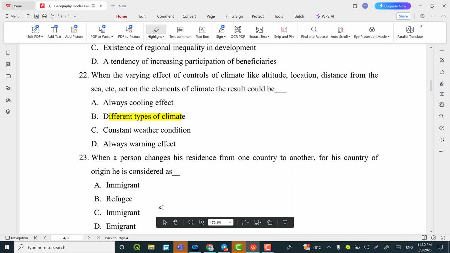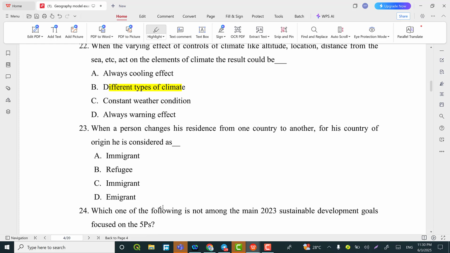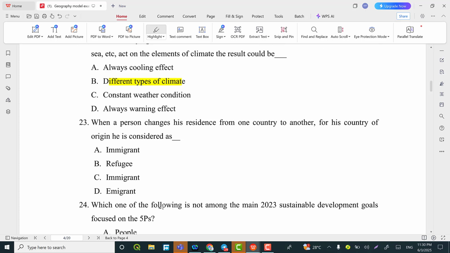Question number 23. When a person changes his residence from one country to another from his country of origin, he is considered as A. Immigrant, no. Refugee. Refugee is the movement of people from one place to another due to unnecessary factors. It may be war, it may be famine, or the like. Immigrants, it is not the answer. So immigrant is the answer. Then the answer is E.